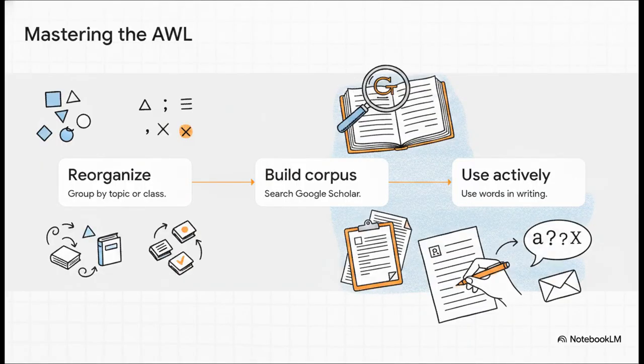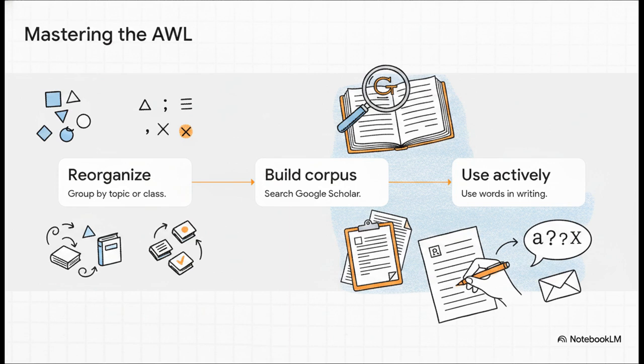All right, so how do we actually put all this into practice? Our source material outlines some fantastic, evidence-based study strategies to help you build an action plan. Step 1, please, whatever you do, don't just read the list from A to Z. That is a total recipe for boredom. Instead, reorganize the words. Group them by topic, related meanings, or word classes. Like maybe putting all the abstract nouns together, or grouping words related to research methodology.